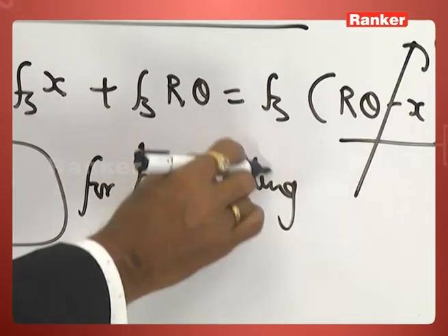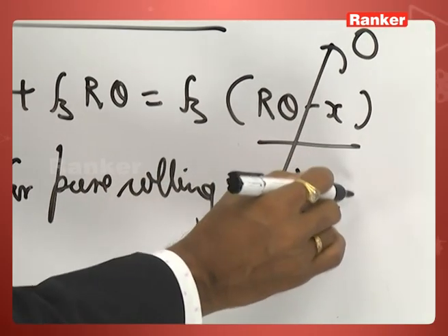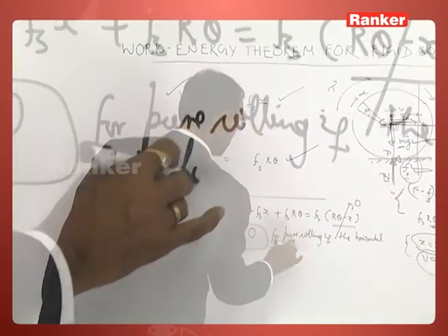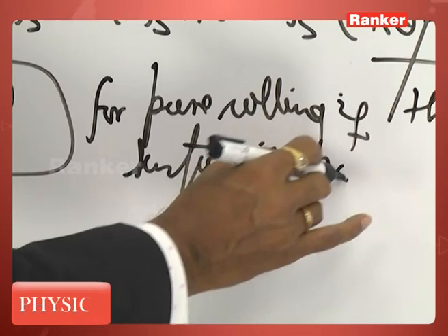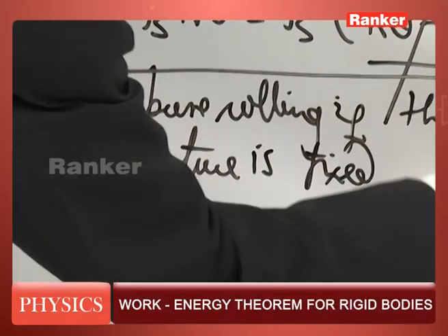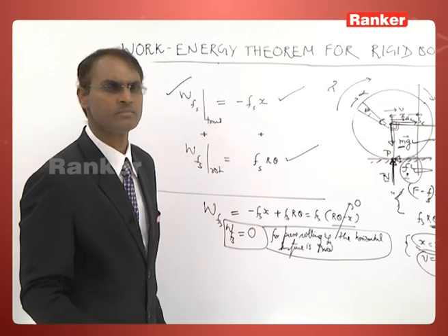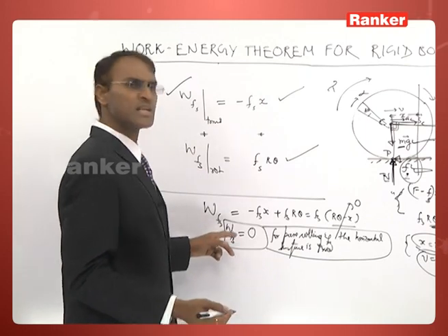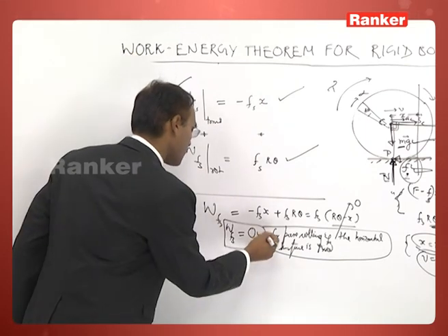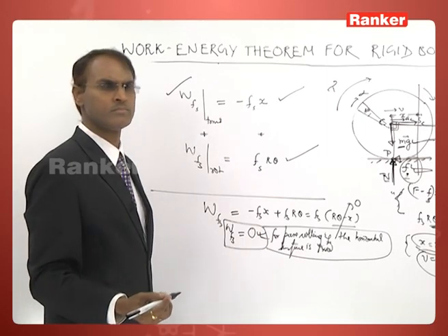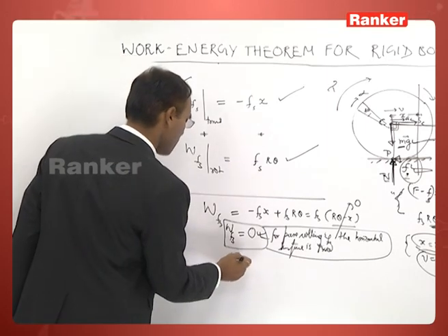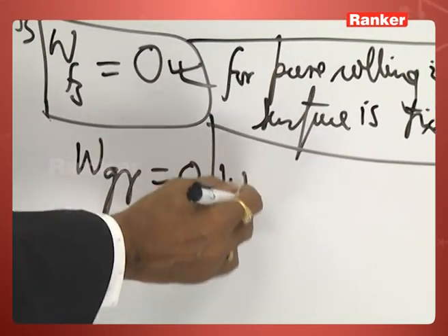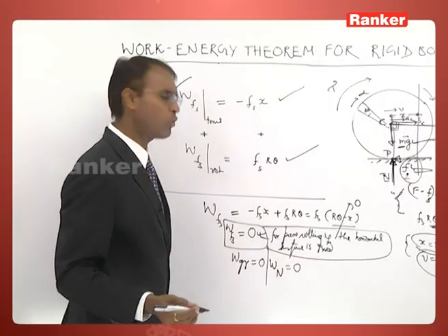Pure rolling, if the horizontal surface is stationary, is fixed. This is the idea we are getting. So frictional force, even though it is a non-conservative force, does 0 work. And the work done by gravity is how much? 0. Already we proved. Work done by normal reaction is how much? That is also 0. We proved.